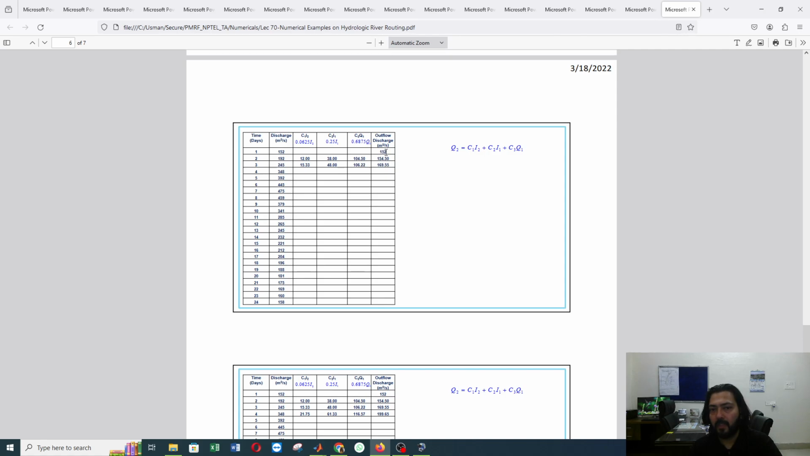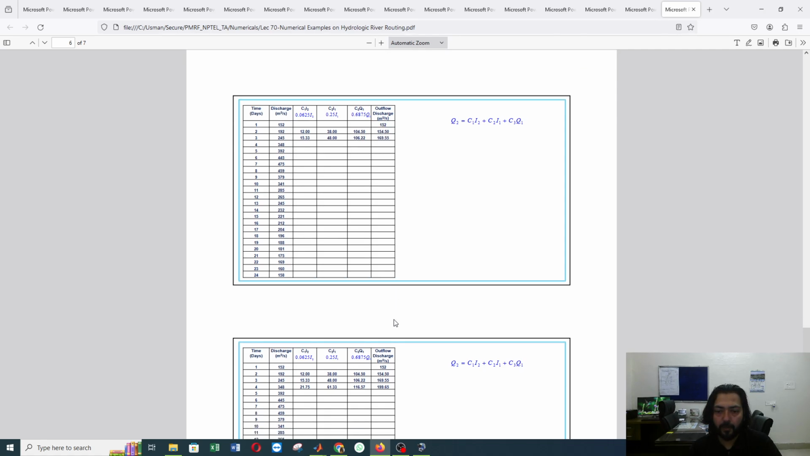So this is nothing but Q1. We are going to multiply C3 into Q1. It means 0.687 into 152 will give us this value. Then C2 into I1. I1 is the inflow, which is 192. So 0.25 into 192, and similarly 0.0625 into I2, which is 192, right? Then we can add these three terms and we get the value of outflow discharge. And the same approach we can use for the rest.